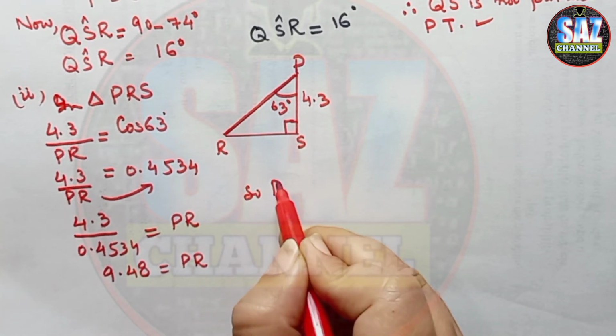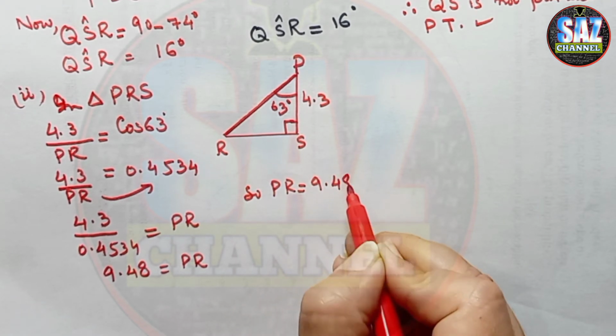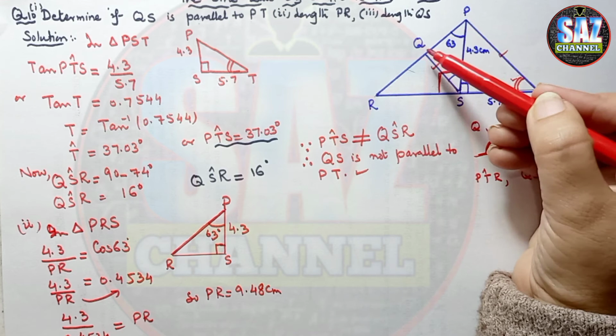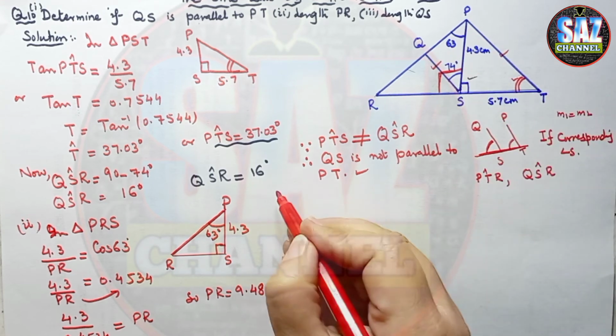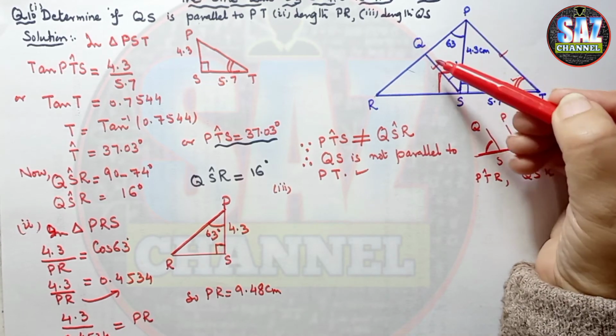So PR equals 9.48 centimeters. I hope you are clear about this part, and let me move to the last part of the question, that is the length QS. Now focus your attention on where the unknown length QS is. QS is in the triangle PQS.